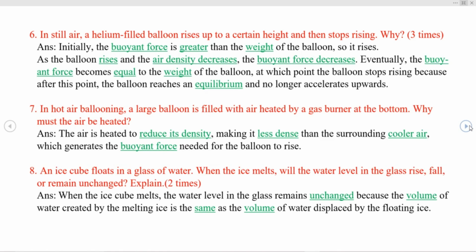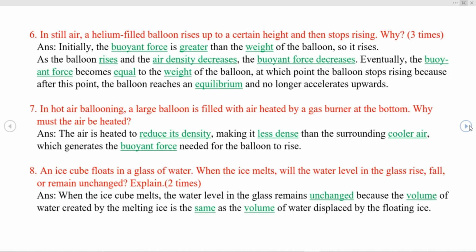Next question. In hot air ballooning, a large balloon is filled with air heated by a gas burner at the bottom. Why must the air be heated? So we know that the air is heated to reduce its density, right? Making it less dense than the surrounding cooler air, which generates the buoyant force needed for the balloon to rise.